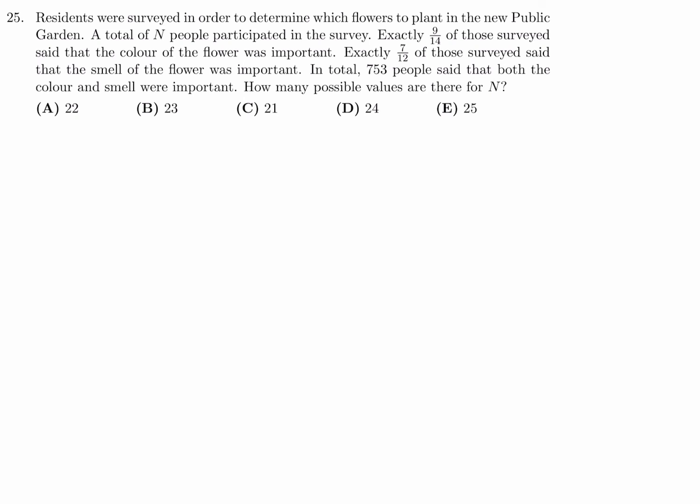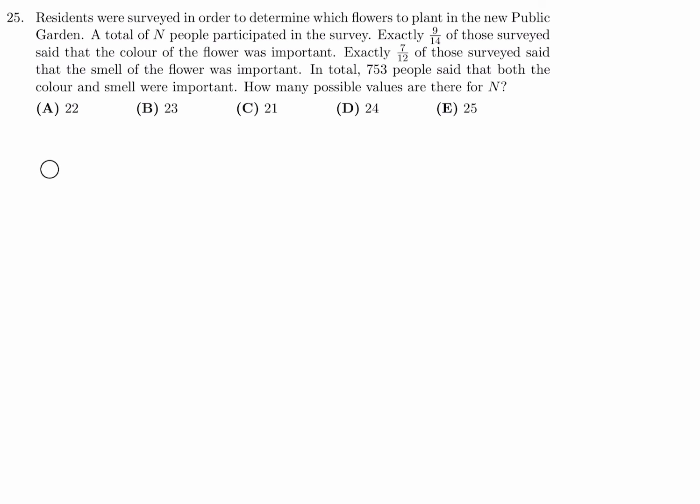Residents were surveyed in order to determine which flowers to plant in the new public garden. A total of N participated in the survey, N people. Exactly 9 over 14 of those surveyed said that the color of the flower was important. Exactly 7 over 12 of those surveyed said that the smell of the flower was important. In total, 753 people said that both the color and the smell were important. How many possible values are there for N?